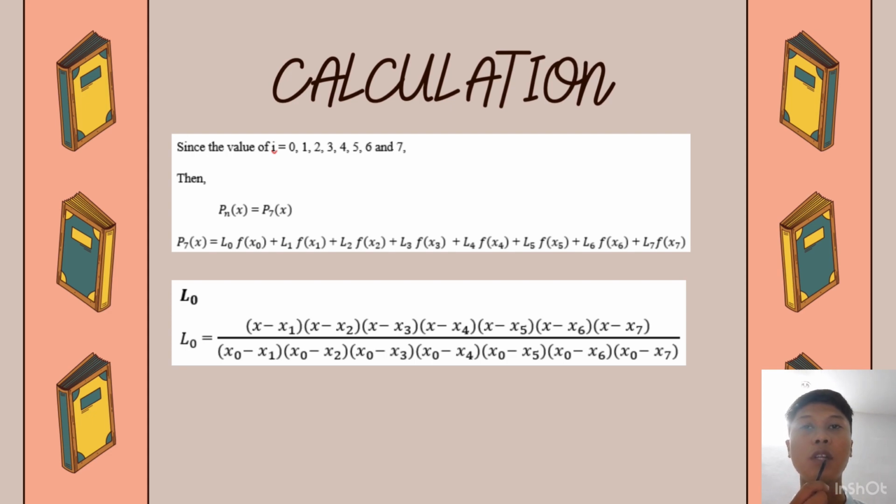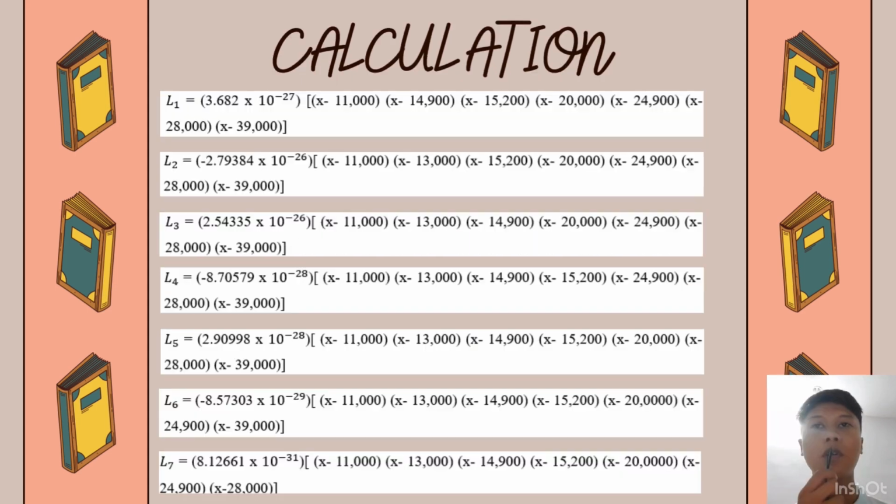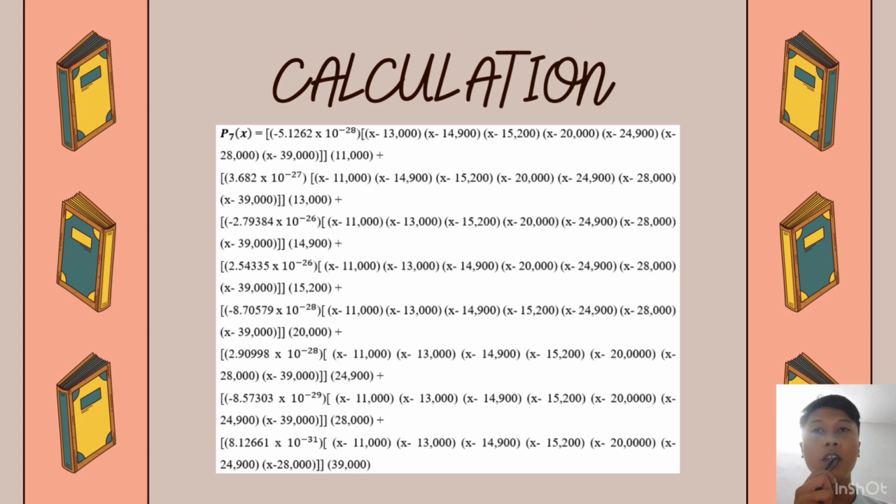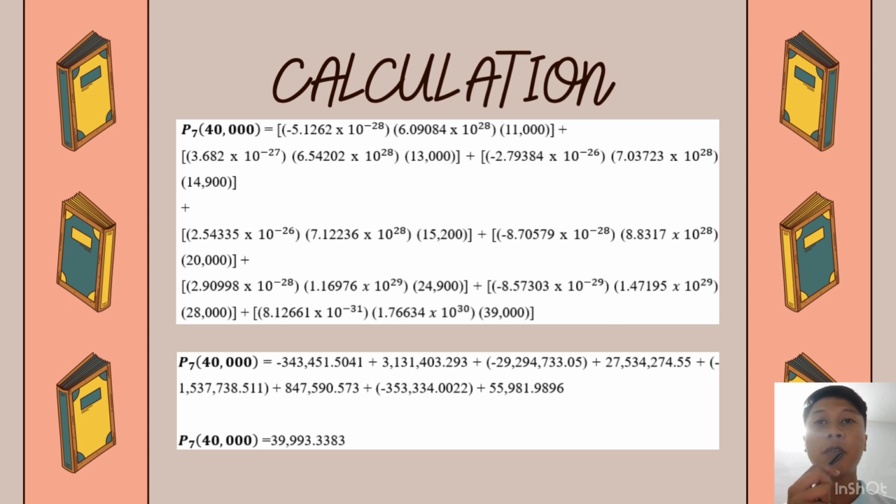First thing first, we must calculate the value of L. The one below here is one of the examples from the other 7 equations to calculate the value of L. From the previous equation, we get the value of L from L0 until L7. Then, we insert the value of L into the original equation, and from there, we replace the value of x with 40,000. Hence, we get the value of 39,903.3383. So from this value, we get to know that this is the minimum value of tensile strength needed in order to achieve the 40,000 psi of yield strength.